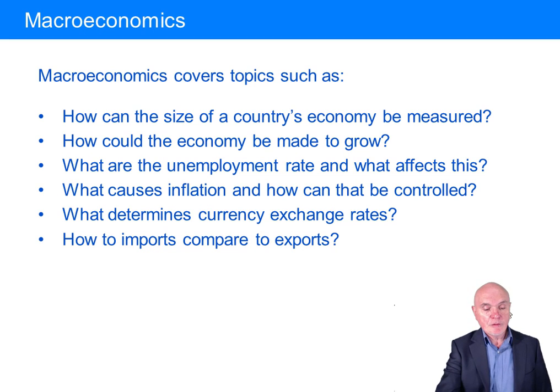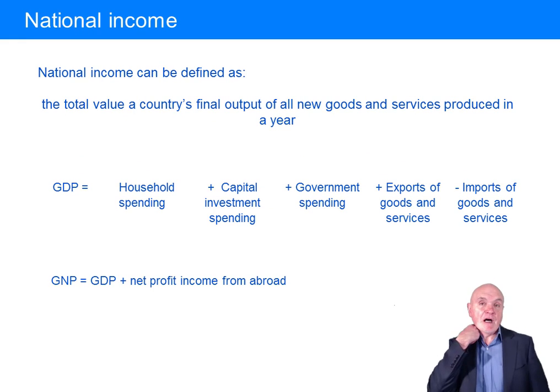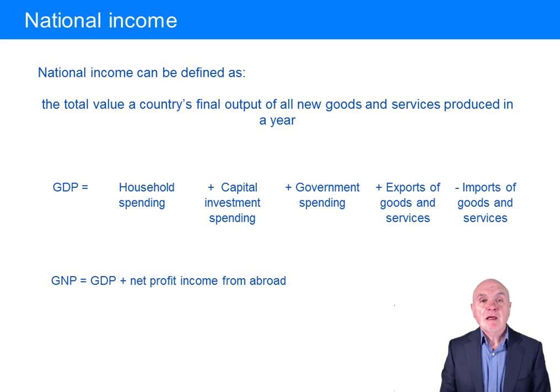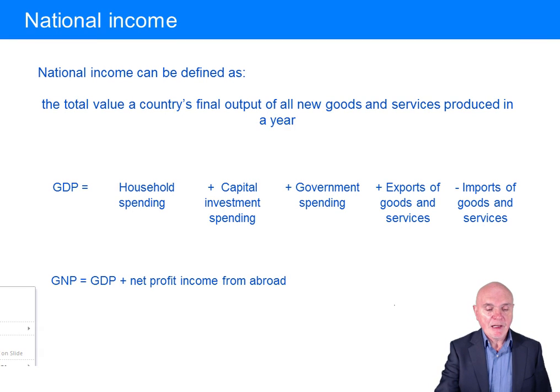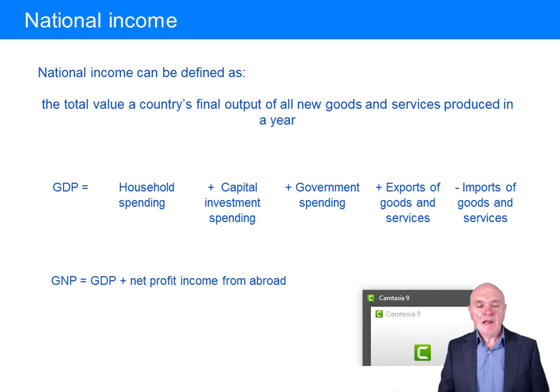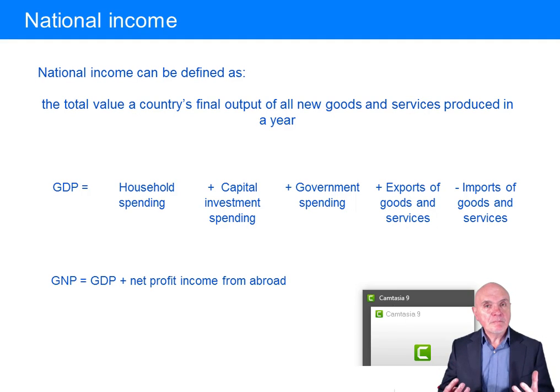First thing that we need to look at is how would you measure the size of an economy? And this is normally done through measures such as national income and GDP, or gross domestic product, and GNP, or gross national product. First of all, we have national income. What is meant by a country's national income? And really the higher the national income, the bigger the economy.